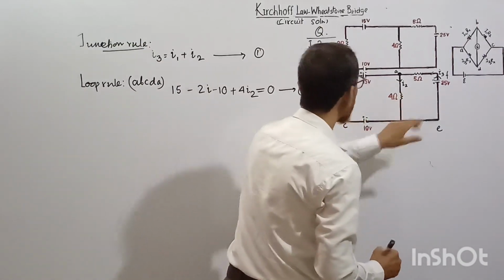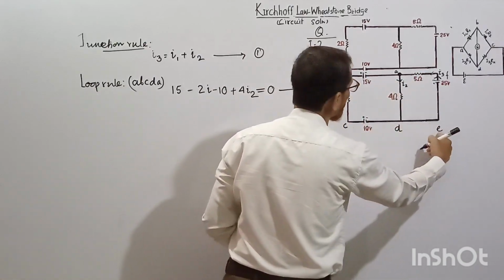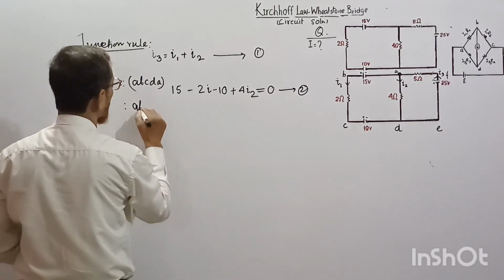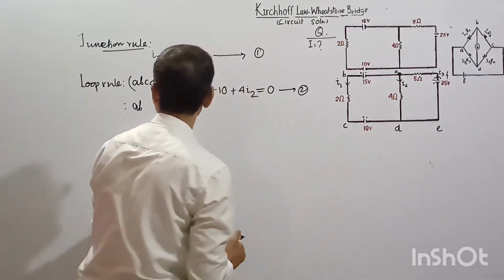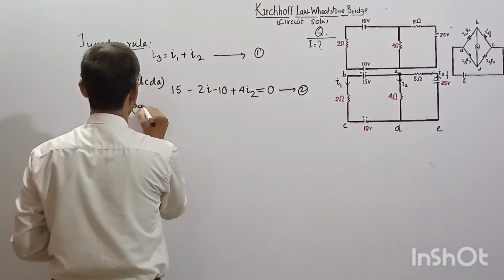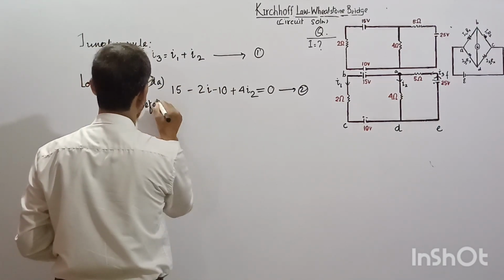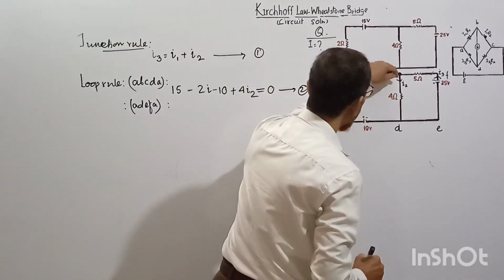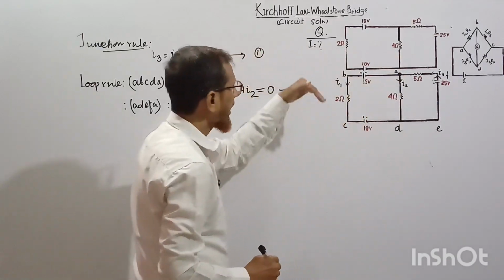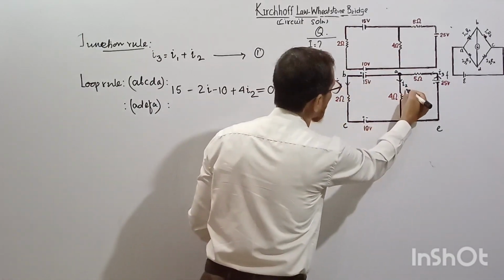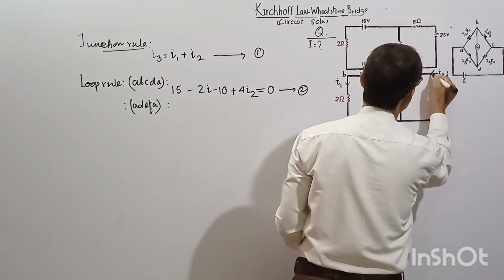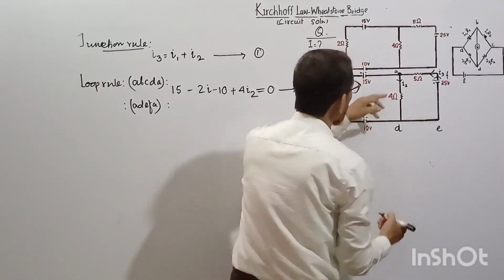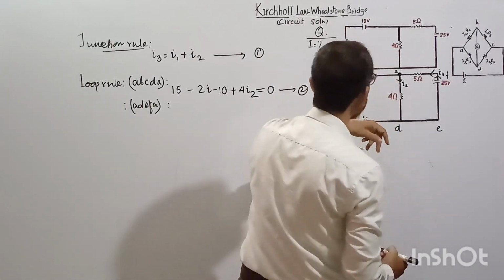Now come to this loop. Here it is A, D, E, F, again A. So loop A, D, E, F, A. Now for this loop, it starts from A and current is passing along the resistance. So first you are getting voltage. Now the direction is this, current is entering in this direction, am I right? So coming in this direction, it is moving towards this, which means a voltage drop.